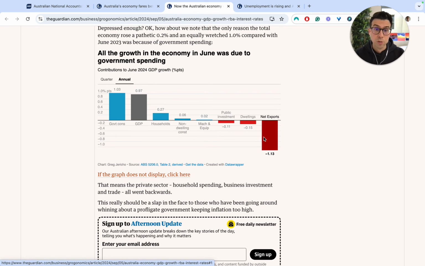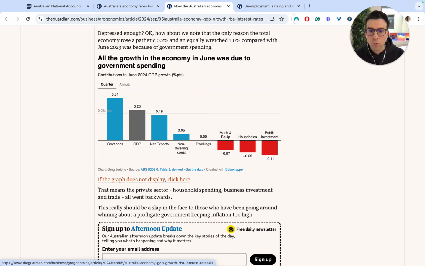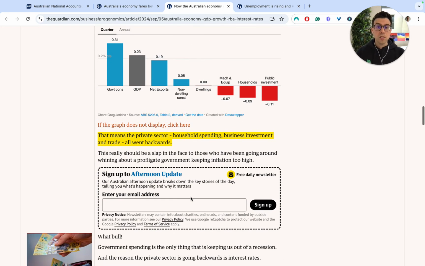Now, obviously, net exports are not. That's actually being a drag effect on economic growth. But we can use this to positively highlight that the government and fiscal policy is having a real key role. Now, note this highlights here as well, which I think is really fantastic. And we can see that certainly at a quarterly level as well, that the private sector is going backwards. Household spending in this quarter backwards. Business investment and trade all have been going backwards.